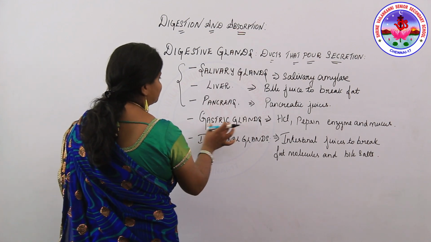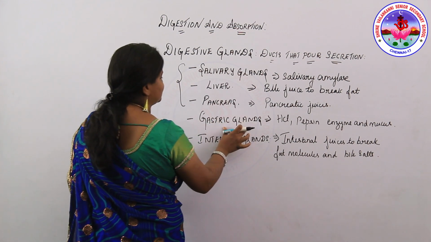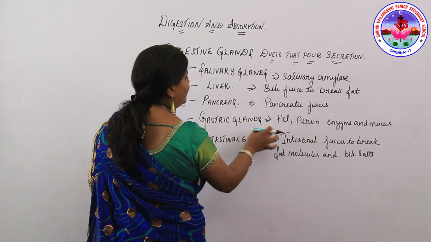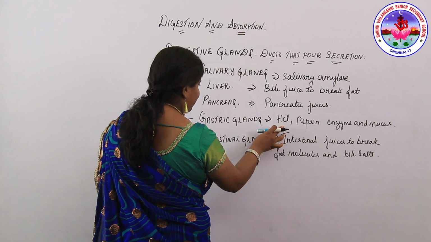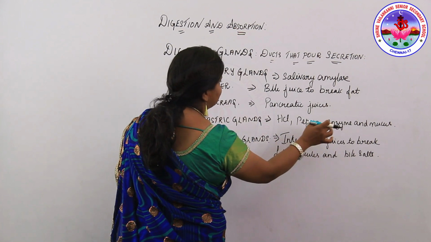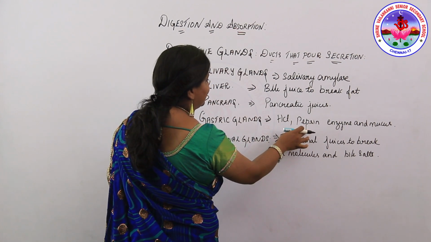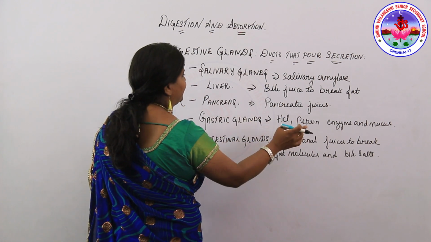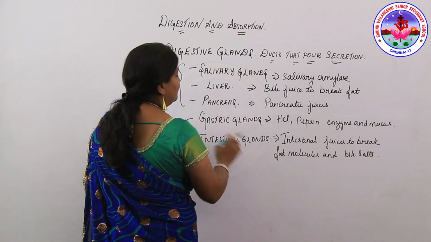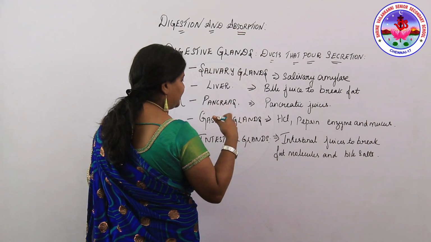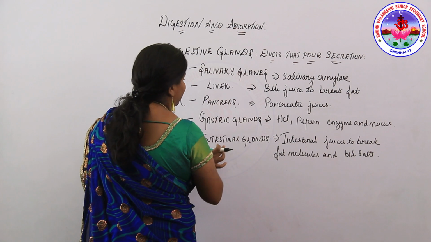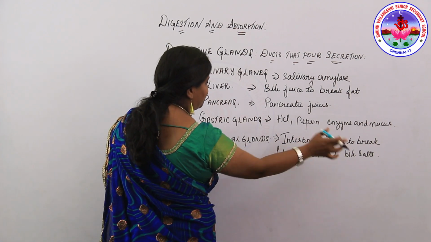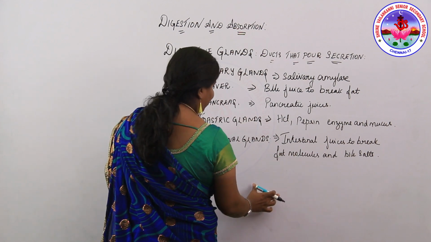Our next one is the gastric gland. The gastric gland is the stomach's gland. What do they secrete? They are HCl, that is hydrochloric acid, pepsin enzyme and mucus. This pepsin enzyme helps in the breaking down of protein molecules, and the mucus is secreted for the food and acts like a lubricant. And next one is the intestinal gland, which produces the intestinal juices to break down fat molecules, and the bile salts.